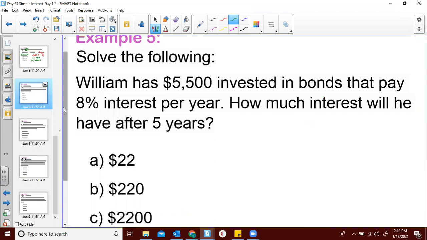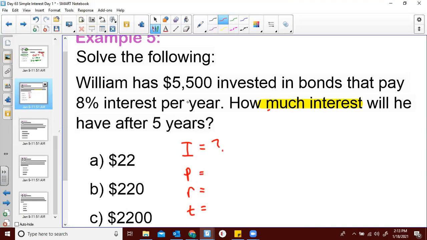All right, so William has $5,500 invested in bonds that pay 8% per year. How much interest will he have after 5 years? How much interest, right? So we're just looking for interest. All right, so let's go ahead and write out our I, P, R, and T. Let's figure out what all of these things equal. All right, well, we don't know what interest equals, so we're looking for that.